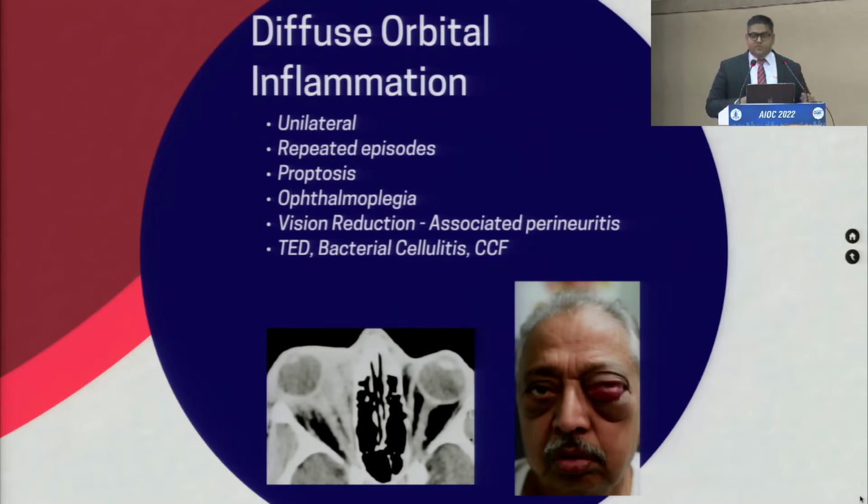And third, of course, is a diffuse orbital inflammation that involves almost every structure, the lacrimal gland, the extraocular muscles. These are very, very difficult to treat because they are unilateral and they keep repeating and often have suboptimal response to medication and treatment. Proptosis, ophthalmoplegia, and of course vision reduction is also there, given that the optic nerve is involved. Again, your differential should include thyroid eye disease, cellulitis, and CCF.